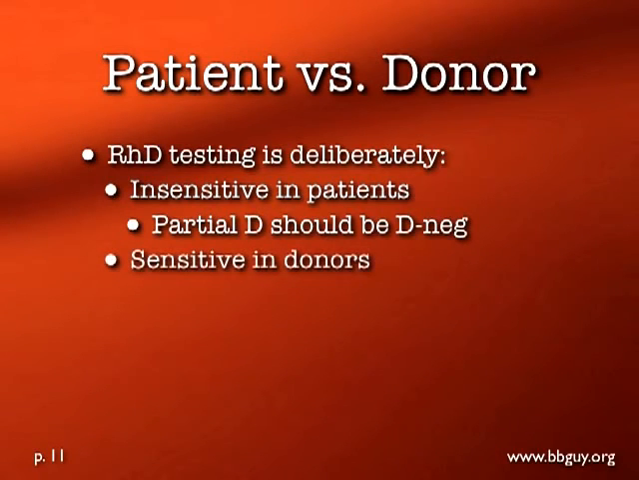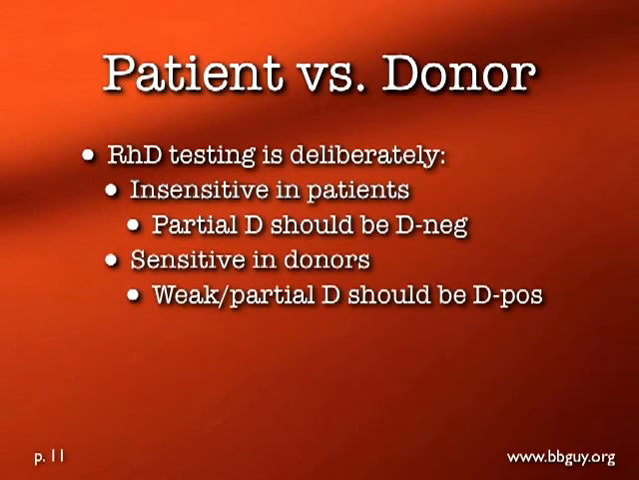On the other hand, it's deliberately sensitive in donors because we want any donor that has either weak D or partial D to be called D positive because they, theoretically at least, have some parts of the D antigen that can cause a theoretical response in a recipient. So I hope that's clear, and I hope you understand that.